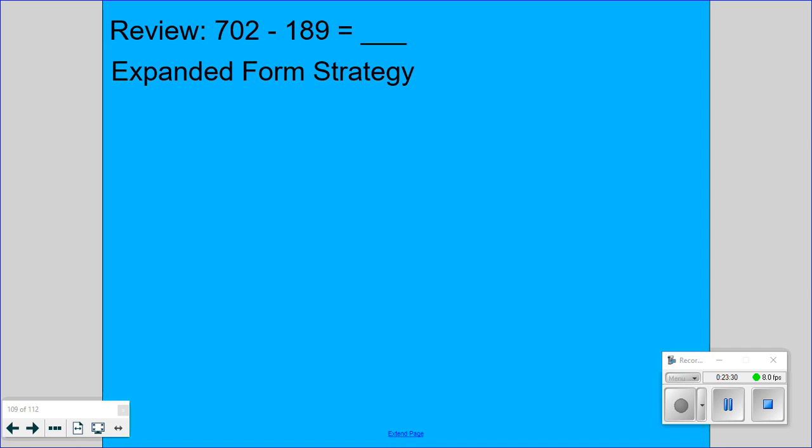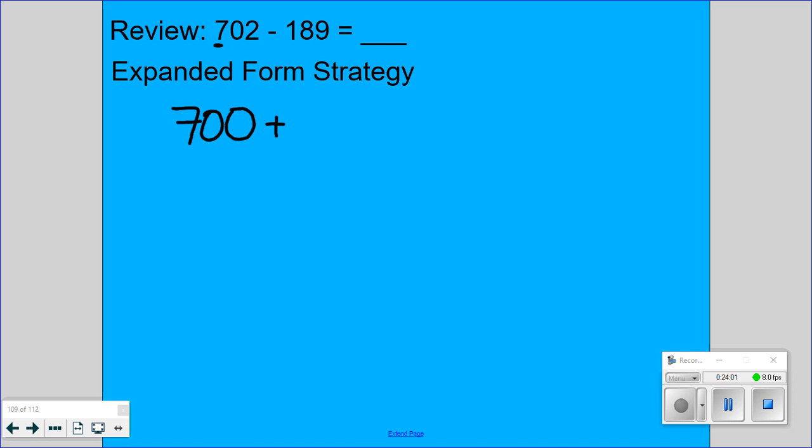Now we know when I'm expanding it out, I'm able to see the value of each digit. So I know that that 7 doesn't really just mean 7. It really means what? What does a 7 really mean? Madison? It really means 700.